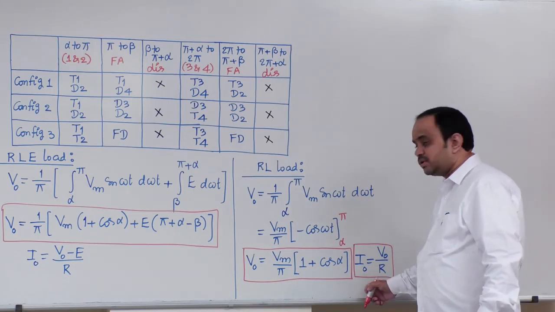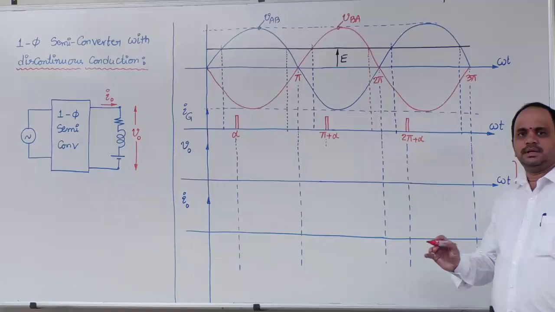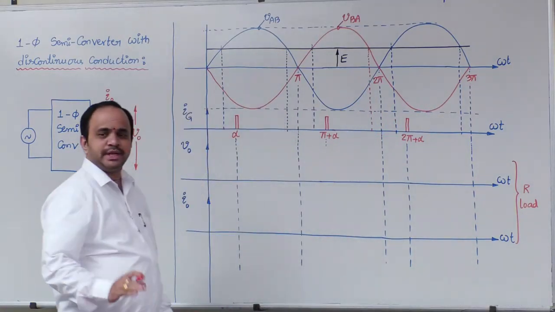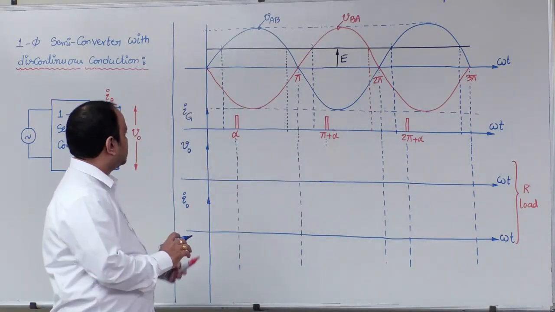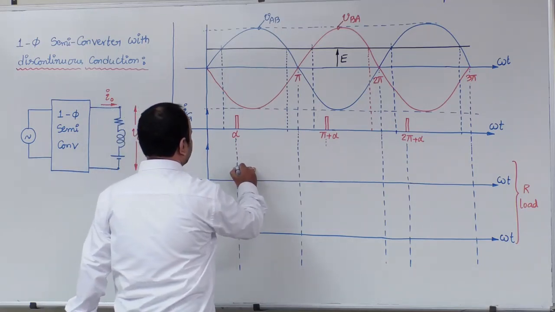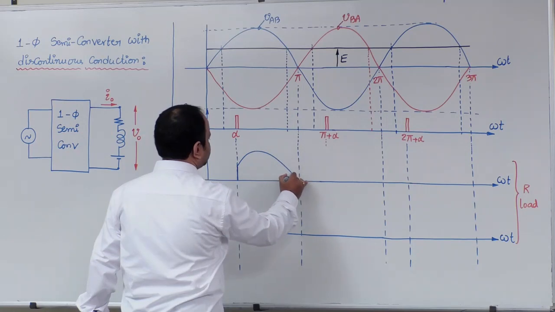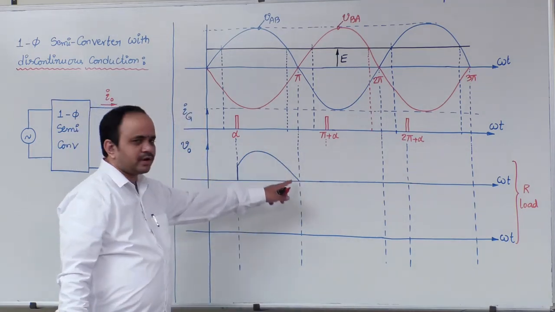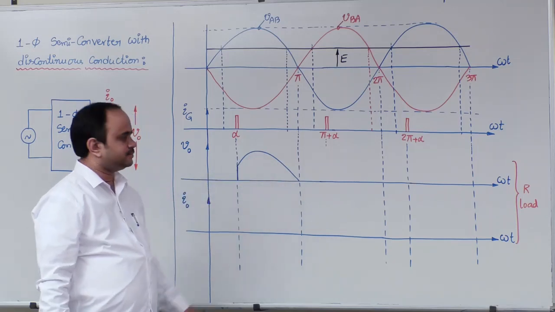I naught is equal to V naught by R. Let us take a resistive load. In case of resistive load, at omega t is equal to alpha, due to first and second position devices conduction, output voltage will be followed by VAB.